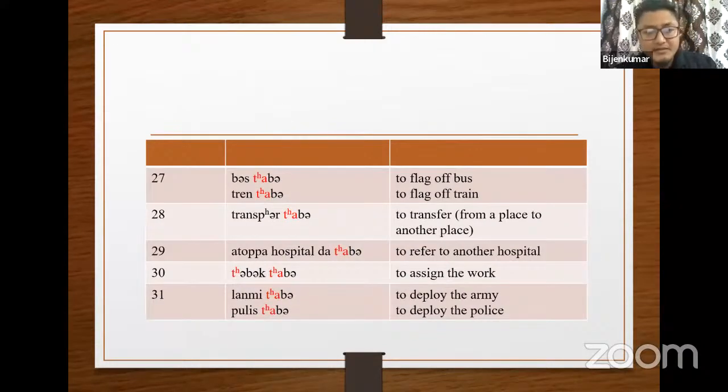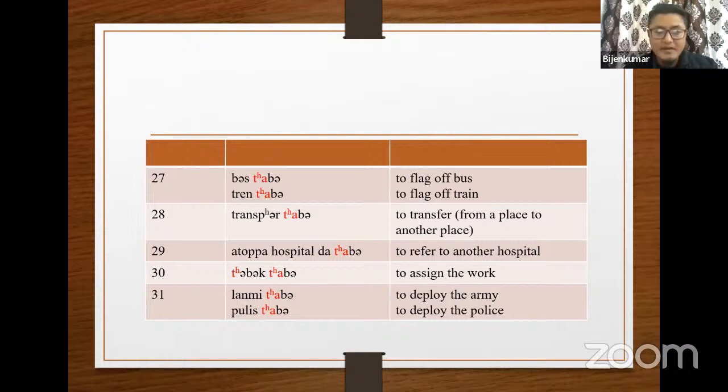Again, it is of the same construction as I pointed out at the beginning of our presentation, that this is a very productive way of formation as well. So when we say to flag up maybe a bus or train, then we use the same word thaba with the noun like bus or train. Then transfer thaba means posting an official from his existing place to another place. Then number 29, topa hospital thaba means referring to another hospital.